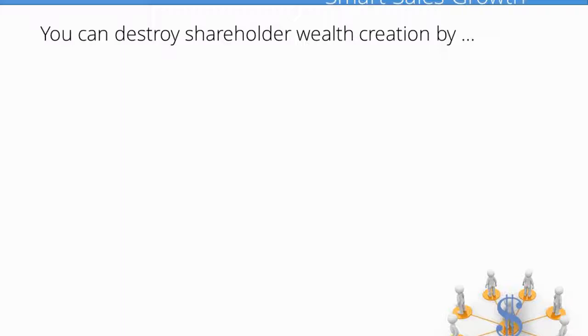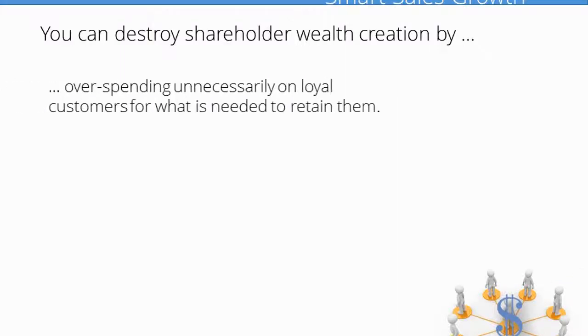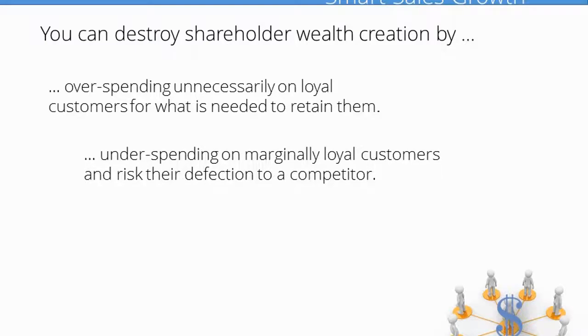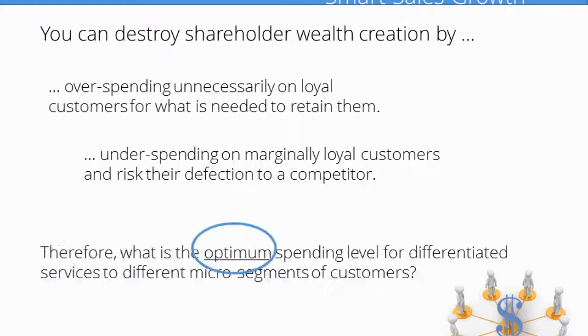The reason it's an optimization problem is this: you can destroy shareholder wealth creation by overspending unnecessarily on loyal customers for what is needed to retain them. You're basically over-serving them, and they wouldn't have changed the volume and mix that they were buying from you anyway. But in contrast, you can be underspending on marginally loyal customers and risk their defection to a competitor. So therefore, what is the optimum spending level for differentiated services to different microsegments of customers?